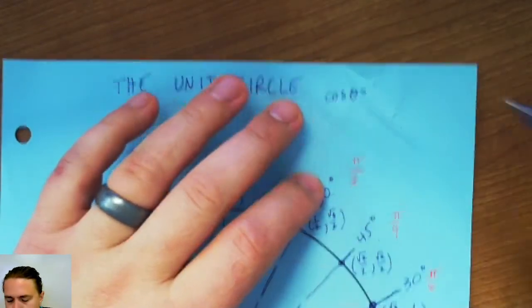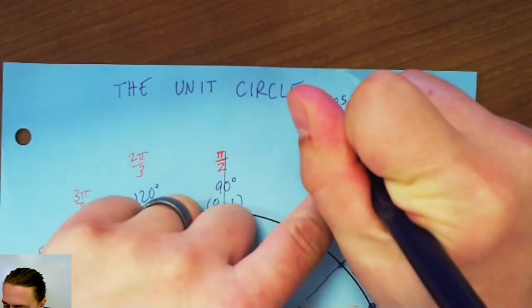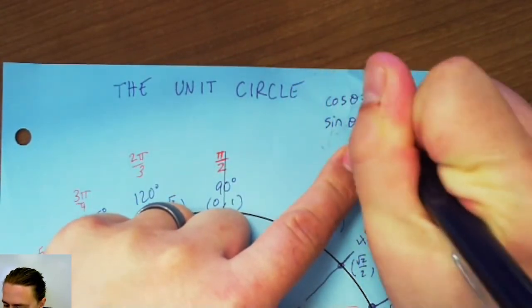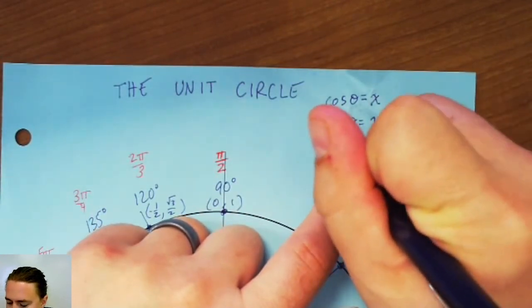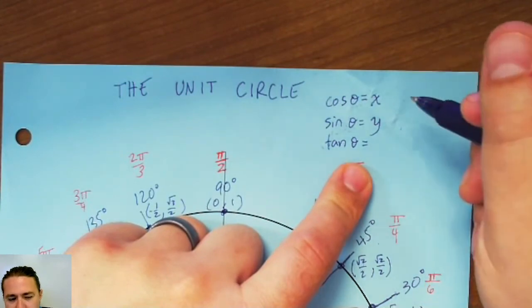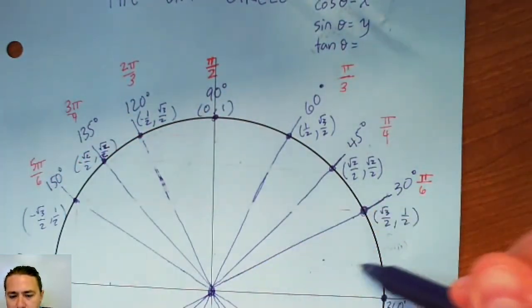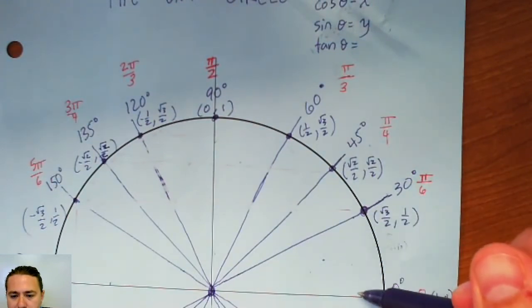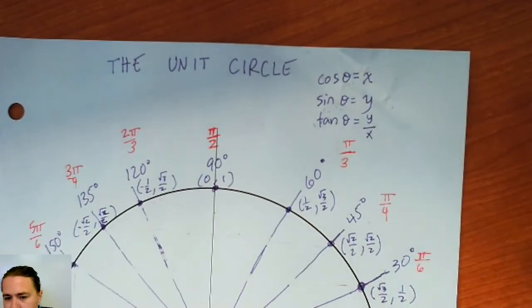So cosine theta, right? Cosine's adjacent over hypotenuse. That's going to be your x-coordinate. Sine theta will be your y-coordinate. Tangent theta is going to be opposite over adjacent, right? So opposite over adjacent would be like, well, let me give one that's not the same. Would be like 1/2 over √3/2. That would be the y-coordinate over the x-coordinate.